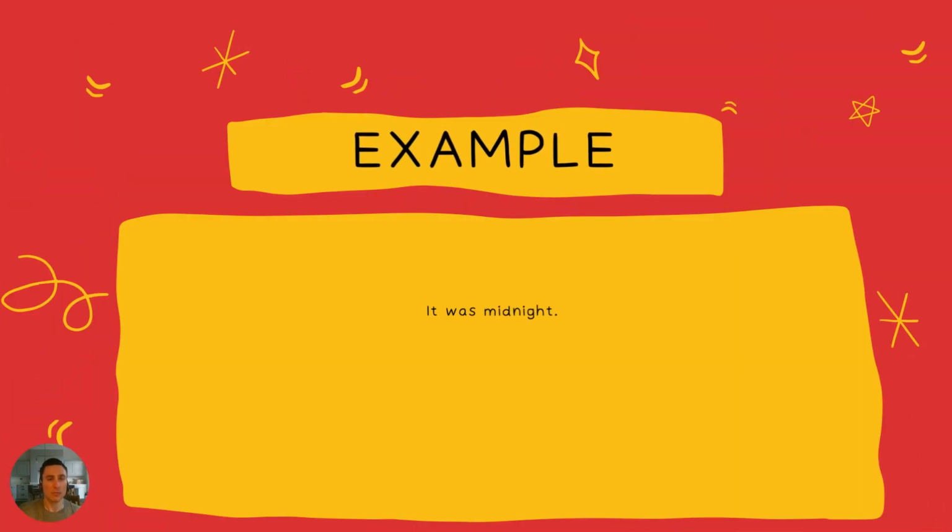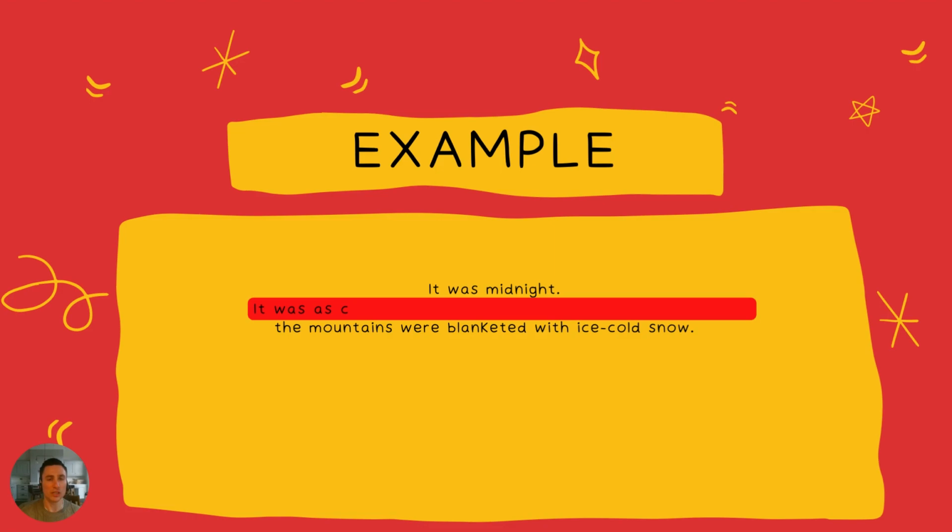So here I have an example of similes that have been used in a piece of writing. So we've got it was midnight, and then my simile, it was as cold as the Baltic Sea. Then I've got a sentence starter that begins with a simile, as tall as a skyscraper, comma, the mountains were blanketed with ice cold snow. And you can see how great these similes are at describing the setting.